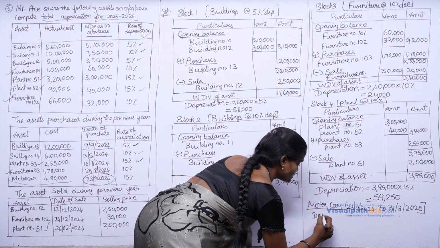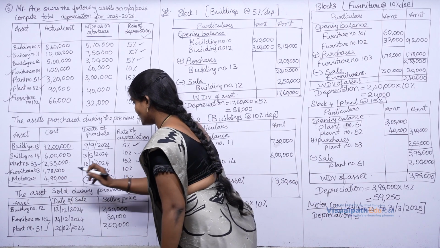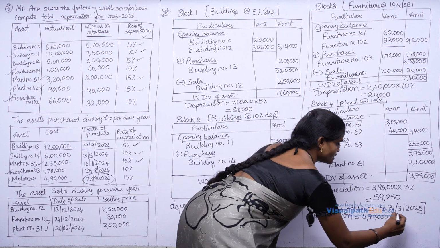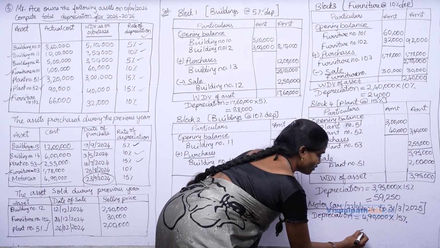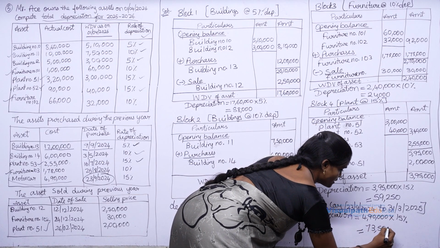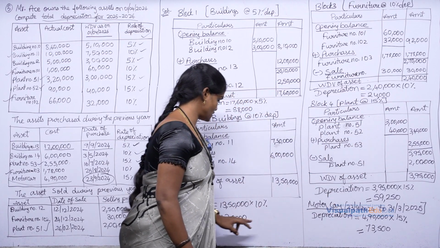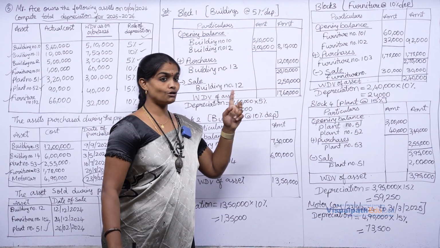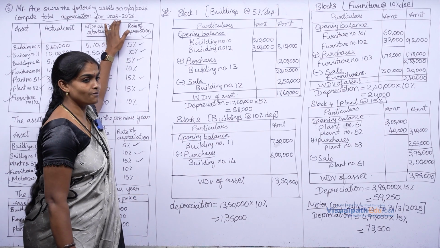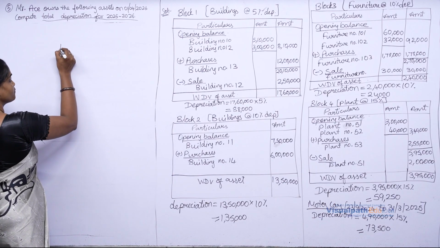Now calculate depreciation. Now the value of the asset is 4,90,000. 4,90,000 into rate of depreciation 15%. 4,90,000 into 15% is 73,500. Now finally you have to add up all the depreciation values to find the total depreciation for the assessment year 25-26. Clear? Now finally total depreciation.